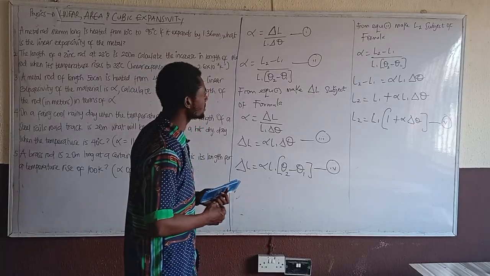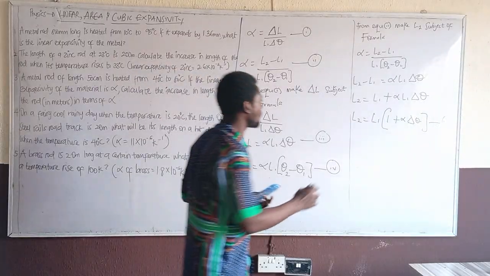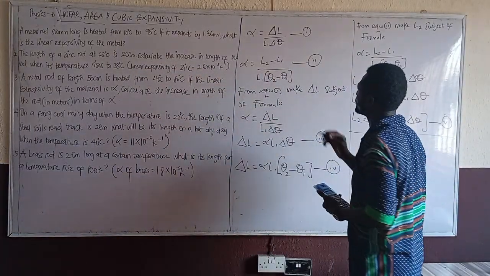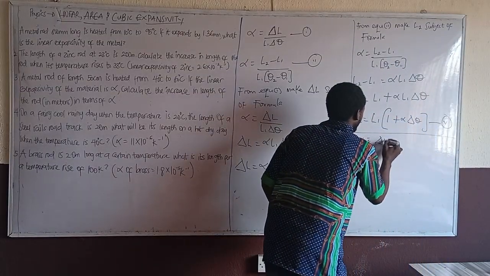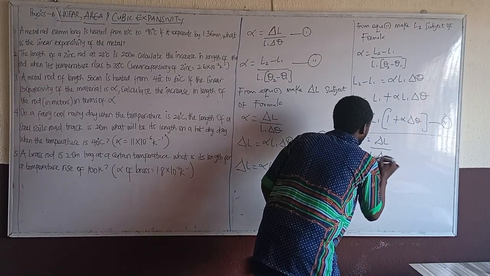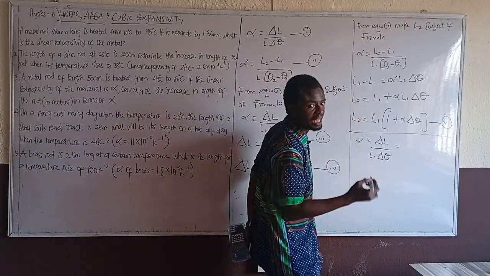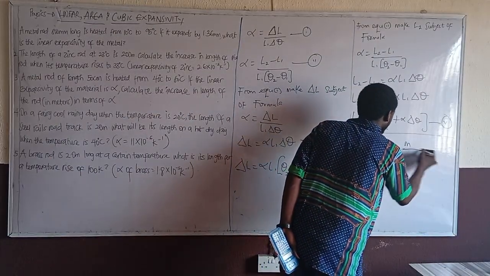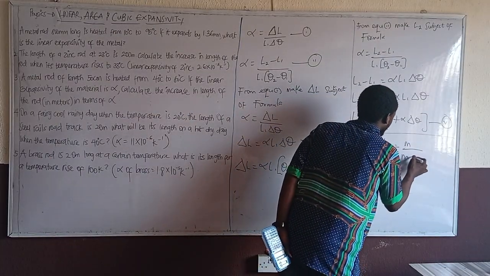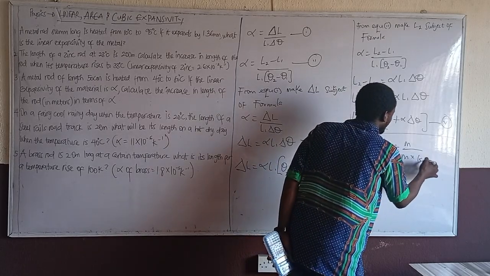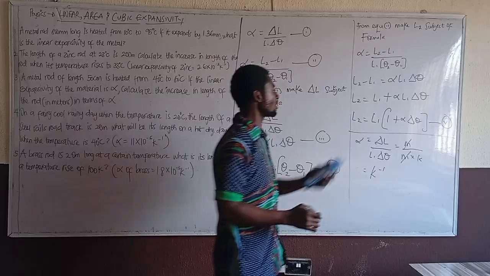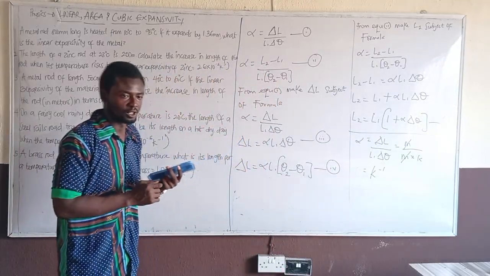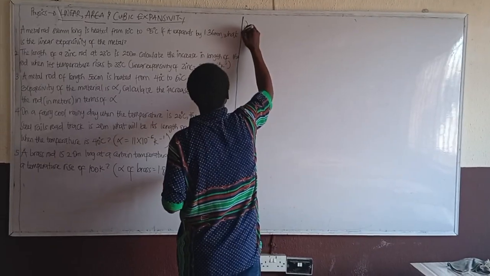Then to get the units, don't forget that alpha is delta L over L1 delta theta. Change in length is length, that is meter. L1 is meter, and temperature is what? Kelvin. This cancels this, it becomes what? Per Kelvin, because it is 1 over what? Kelvin. So let's put one question.